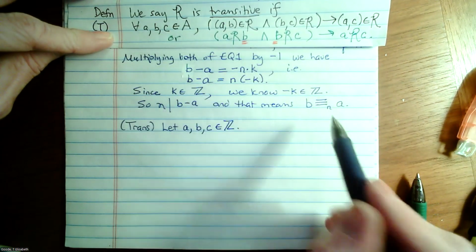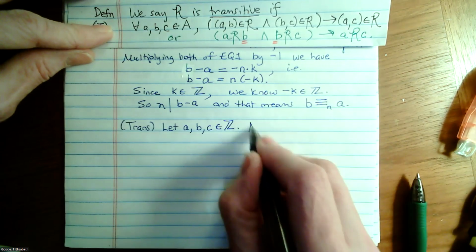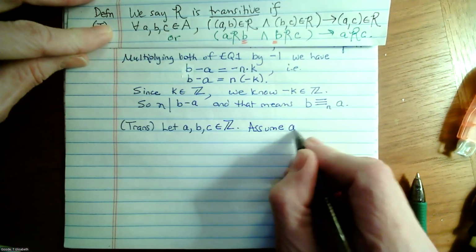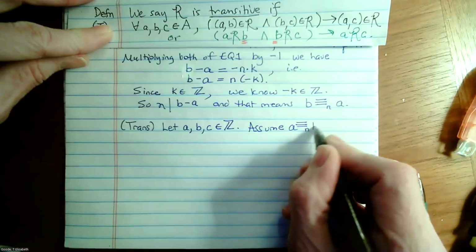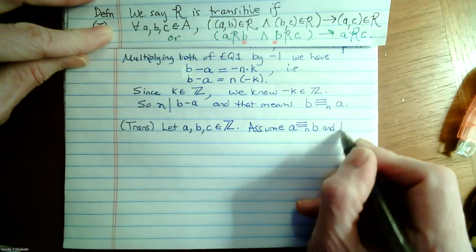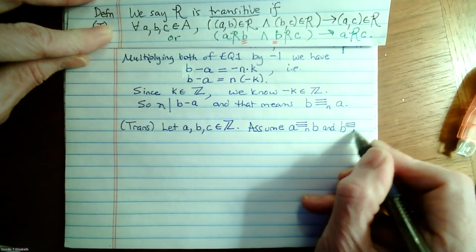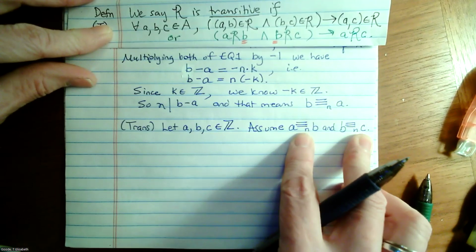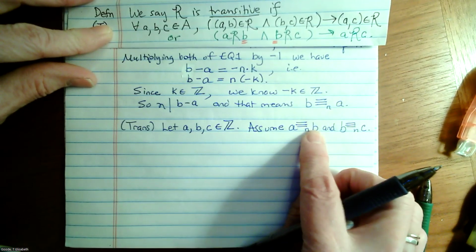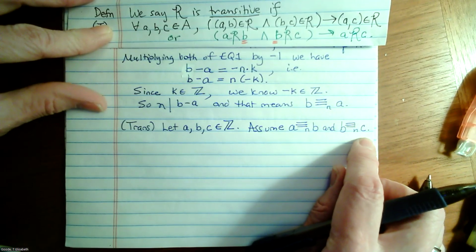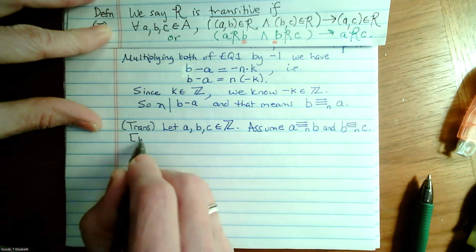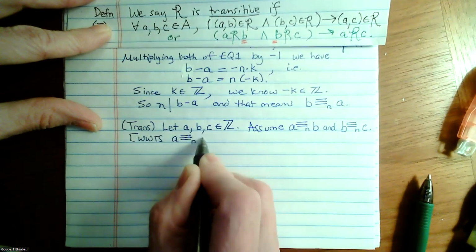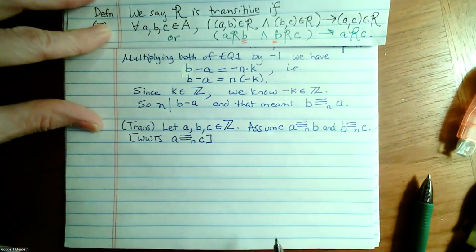And we're going to assume A is related to B and B is related to C. But the relation is congruence mod N. So we're going to assume A is congruent mod N to B and B is congruent mod N to C. That's our hypothesis. A is related to B and B is related to C. Let's think about what we wish. We wish to show that A is congruent mod N to C. Okay?